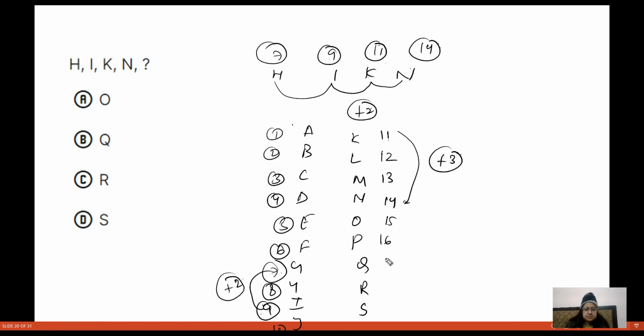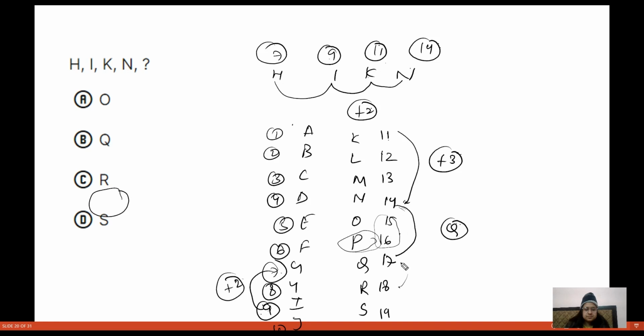Now 15, 16, 17, 18, 19. So if you are trying to skip 2, you are getting Q. If you are trying to skip 3, we are getting R. And if you are trying to just skip 1, then you are getting P.